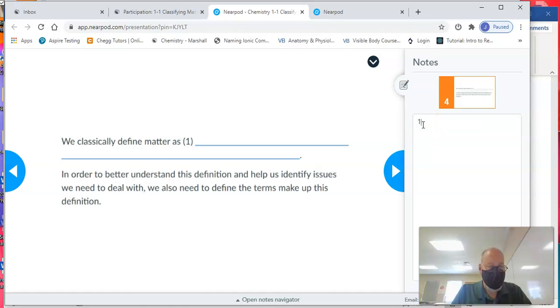And so our answer for this: we classically define matter as anything that has mass and volume. This is what goes in your first blank there. Hopefully it makes sense that in order to better understand this definition and help us identify issues we need to deal with, especially related to mass, we also need to define the terms that make up this definition. In other words, I need to also define mass and volume.